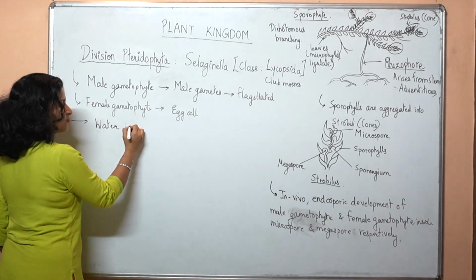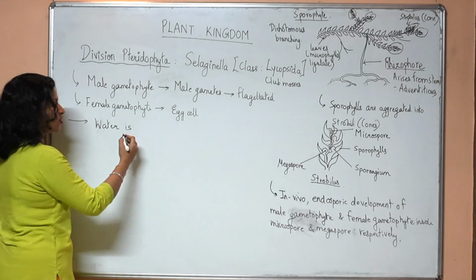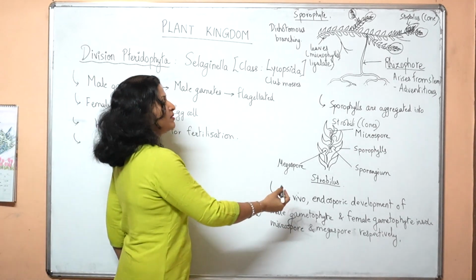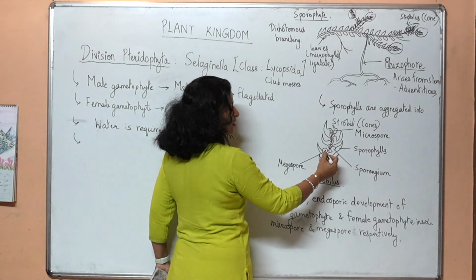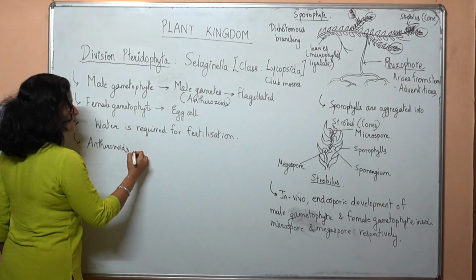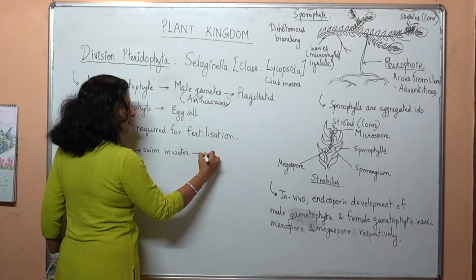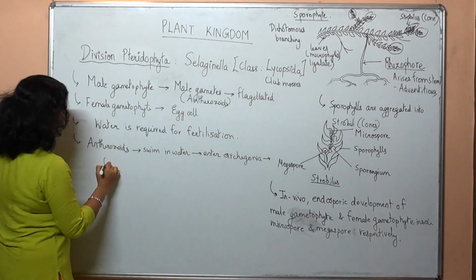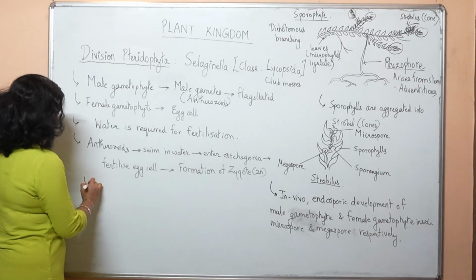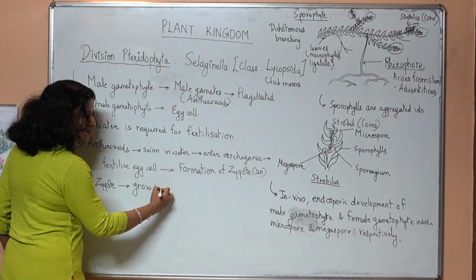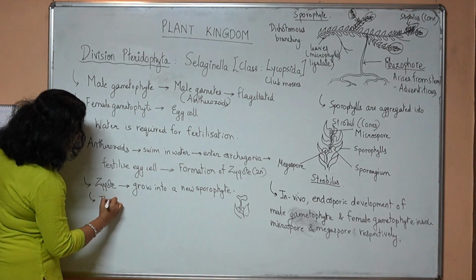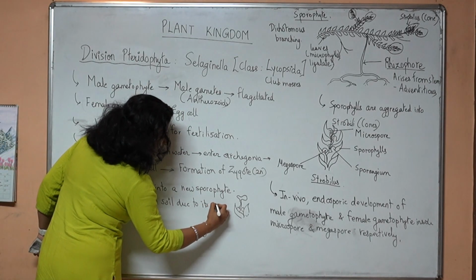Water is required, isn't it? They are amphibians. Water is required for the fertilization process. Because of the water, the male gametes are able to travel all the way down over here and bring about fertilization. What are the male gametes called? Antherozoids. Antherozoids will swim in water and enter archegonia and then fertilize the egg cell, and then there will be formation of zygote. This zygote will then grow into a new sporophyte, then falls off on soil due to its size and weight.